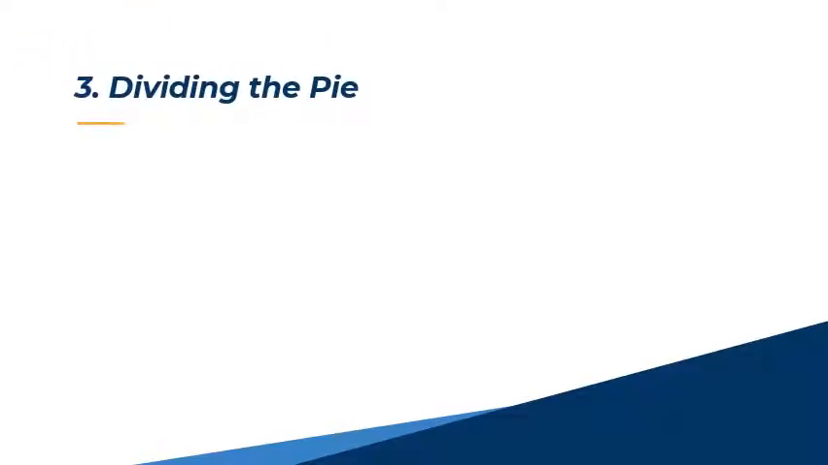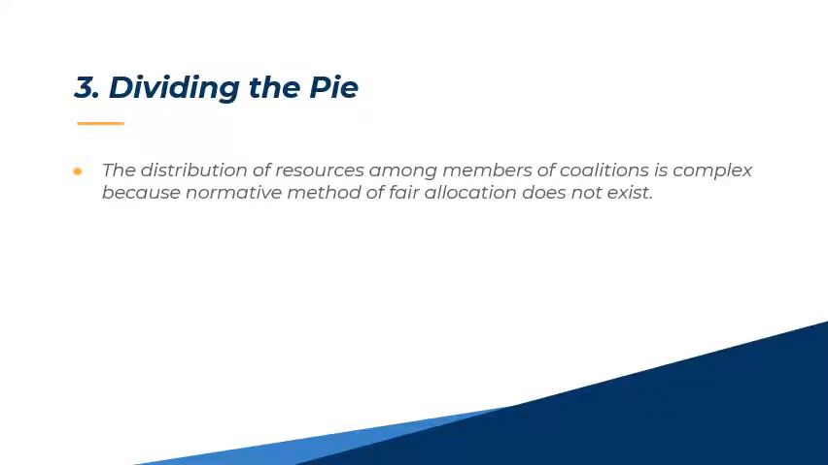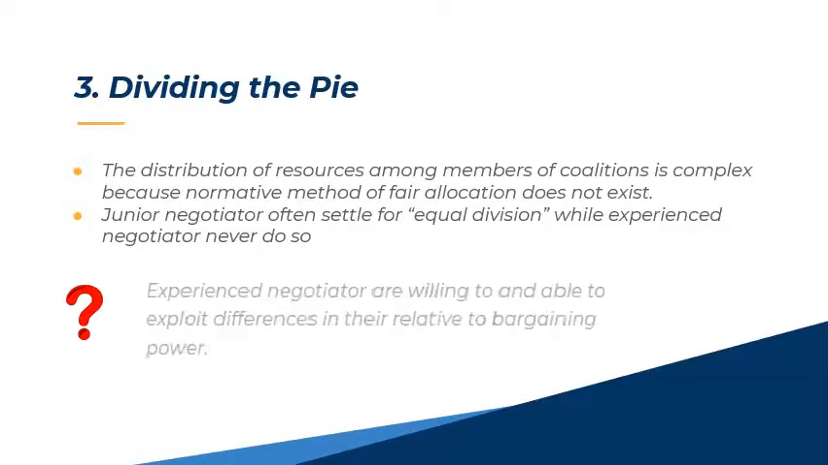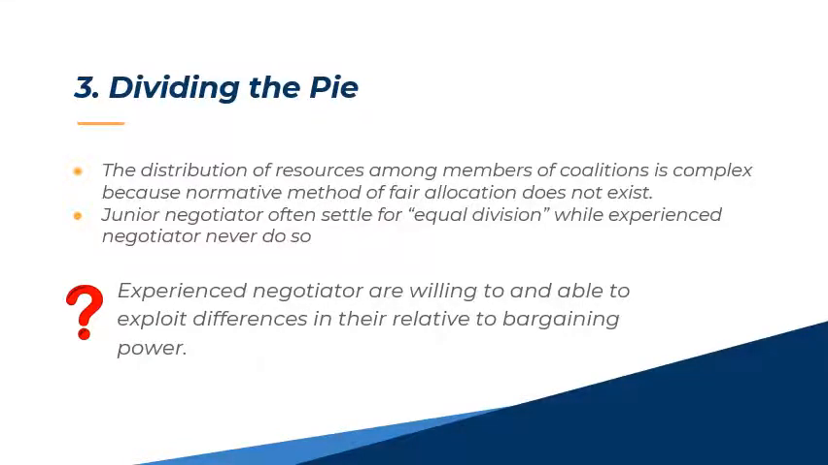The third one is dividing the pie. The distribution of resources among members of coalitions is complex because normative method of fair allocation does not exist. Junior negotiators often settle for equal division, while experienced negotiators never do so. Why does the experienced negotiator never settle for equal division? This is because experienced negotiators are willing and able to exploit differences in their relative bargaining power.